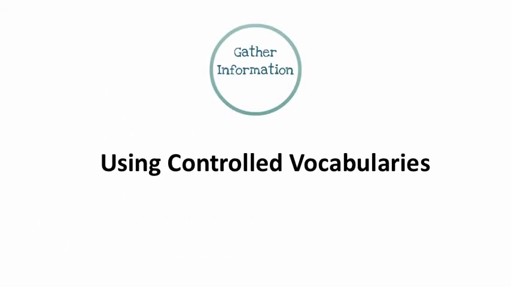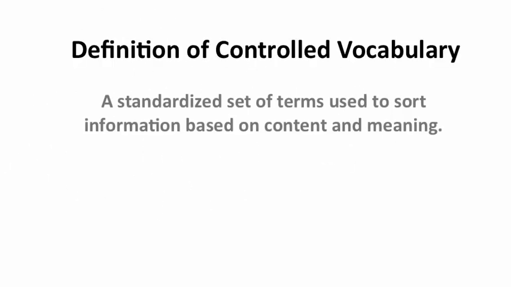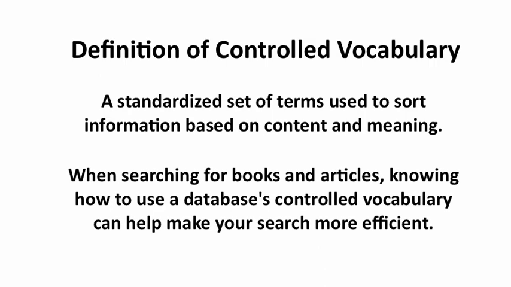Alright, so for the last little bit, after we've modeled a little bit of the searching, and of course we'll go more into how to search as we move forward in the quarter, but I want to just talk briefly about using controlled vocabularies, what that means, and how you can use it to your advantage. A controlled vocabulary is a standardized set of terms assigned by an indexer to help sort information by content and meaning. When searching for articles and books, knowing how to find and use a database's controlled vocabulary can help you search more efficiently.